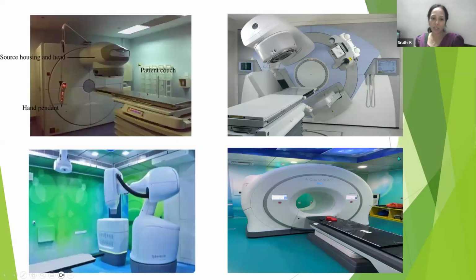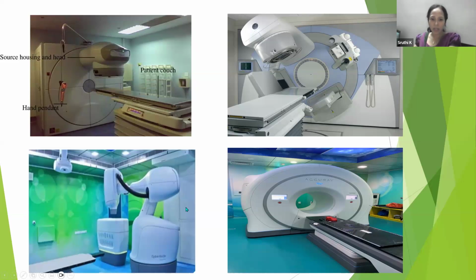These are the different machines that we use. These two machines are in our institute. This is a cobalt machine which was used earlier. This is the normal linear accelerator. This is the helical tomotherapy machine which you're seeing here, and this is the CyberKnife.